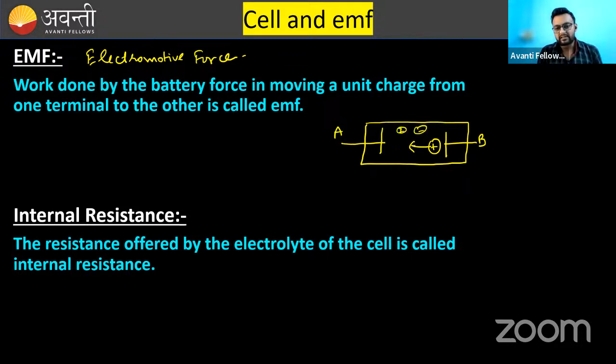And when this charge is moving inside the battery, the electrolyte which is already filled in it, which has some positive and negative ions, offers some resistance to the flow of charge. And this resistance is known as the internal resistance of the cell.